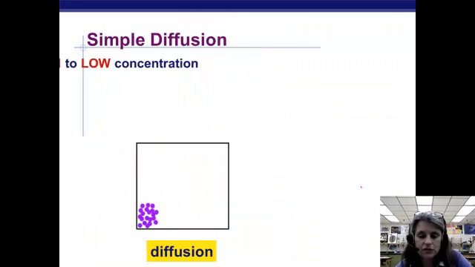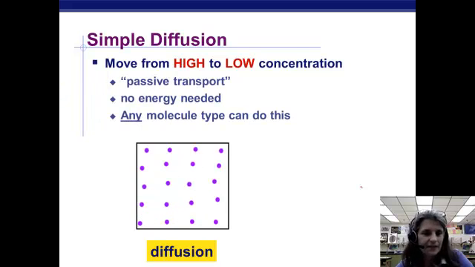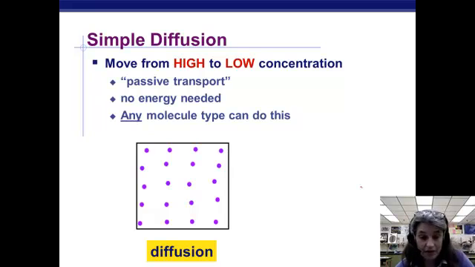And diffusion, high to low concentration. Okay? This is a form of passive transport. The cell has to do nothing. This kind of movement is going to happen whether the cell is doing anything or not. The cell just needs to allow an opening so that these molecules can pass through.